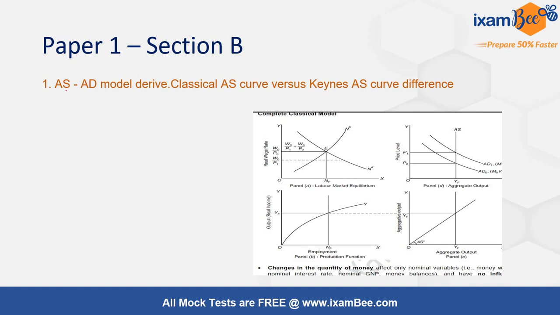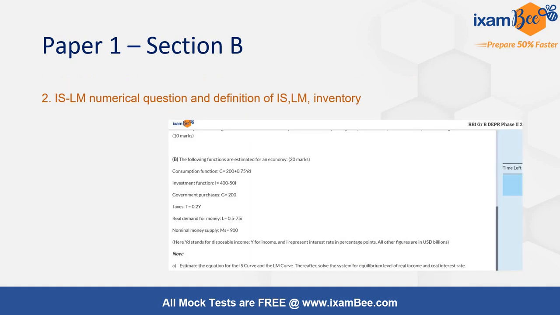Then there was a question on the AS and AD model, and you were asked to differentiate between the classical aggregate supply curve and the Keynesian aggregate supply curve. Basically the classical is vertical, and you were asked to differentiate it from the Keynesian aggregate supply curve. Then the next question was on an ISLM numerical, and the definition of ISLM, all these things were asked. We have also covered numericals on ISLM at various places. We gave a similar question in the mock test also.